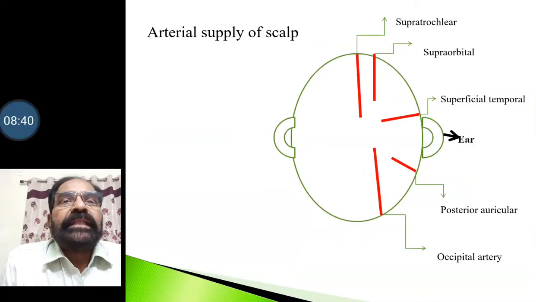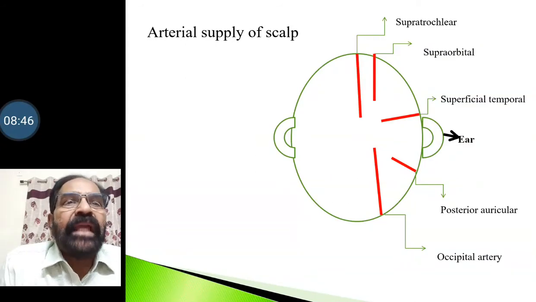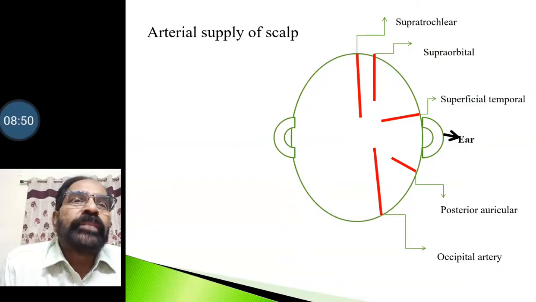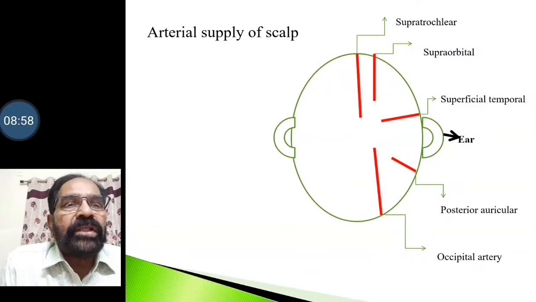Then we go to study the arterial supply of the scalp. The arterial supply of the scalp is by 5 arteries, that is front to back. First it is by supratrochlear, followed by supraorbital. Then just in front of the ear, that is superficial temporal, and just behind the ear it is posterior auricular. And in the back we have occipital arteries.